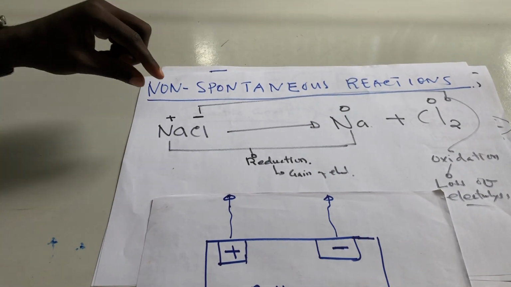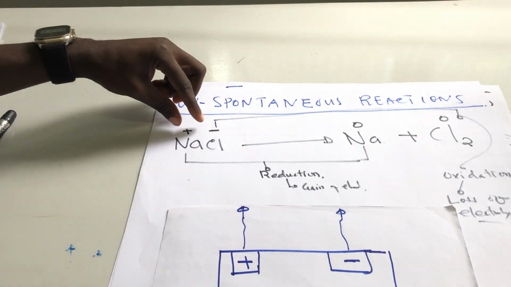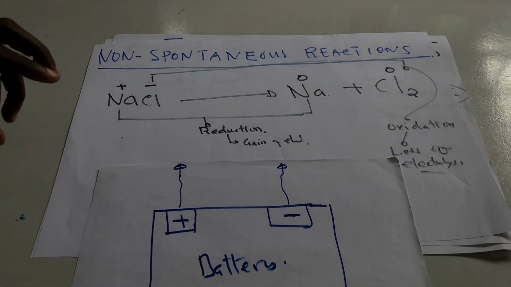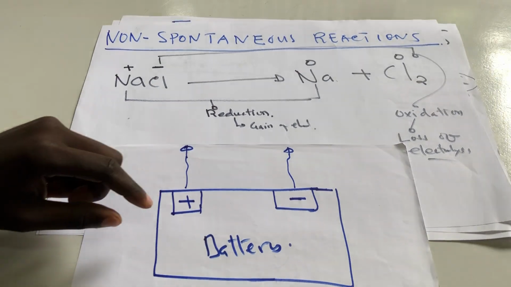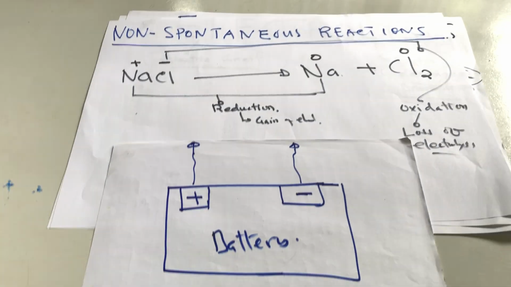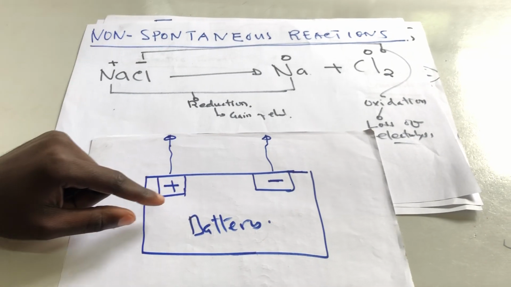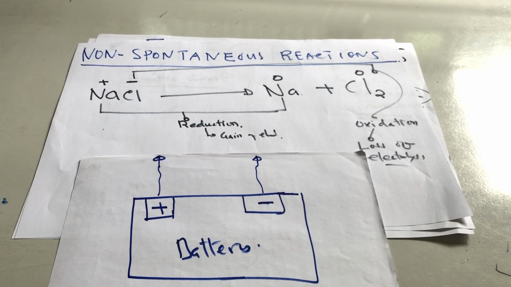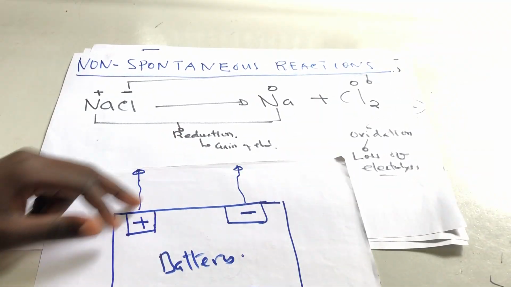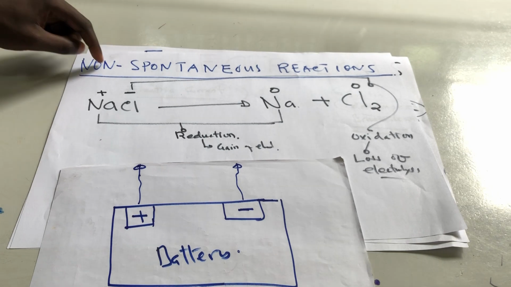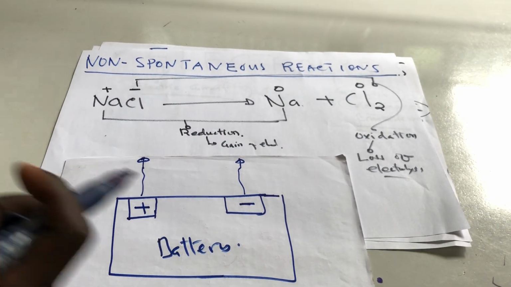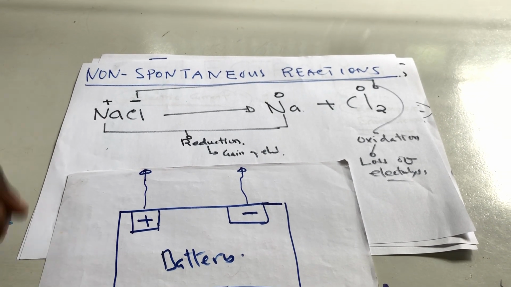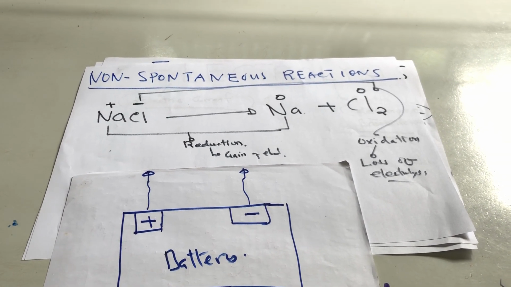So ukitaka uweze kufanya reaction ya sodium chloride uweze kuobtain sodium pamoja na chlorine ndani ya maabara, you have to use current or you have to use battery. So this battery will help to drive this non-spontaneous reaction. So electrolysis is the use of electric current to drive a non-spontaneous reaction. Unatumia umeme kuweza kuforce reaction ambayo isingeweza kutokea bila kuweza kuziwekea hizo conditions.